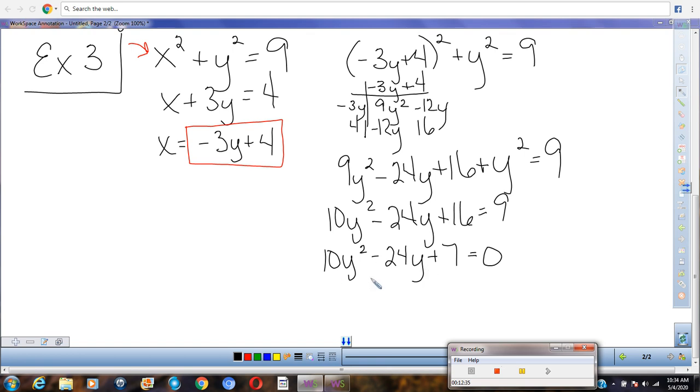We could factor, but I don't know, the numbers are kind of big, so let's do the quadratic formula. Again, remembering this is A, this is B, and this is C. So let's move our quadratic formula right over. Actually, let's move it down underneath. We'll go down a little.